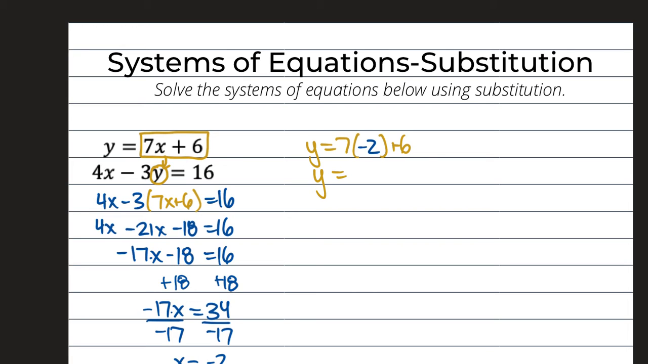7 times negative 2 is negative 14. And then negative 14 plus 6 is negative 8. And so then the last step is just to write your answer as a point. X first, then y. So negative 2, negative 8. Now let's take a look at a slightly harder problem.